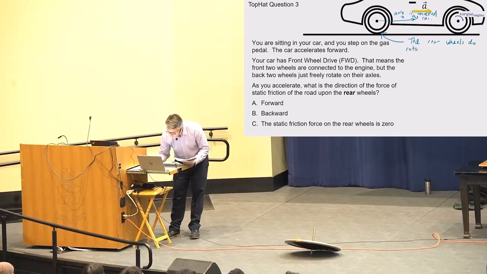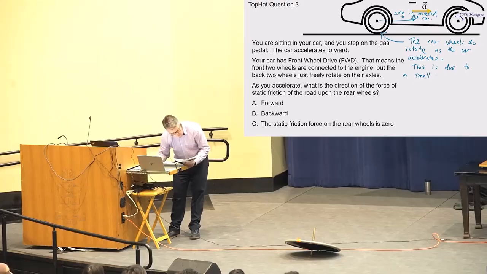So why do they rotate as the car accelerates? It's not the engine that's causing them to rotate, because the engine's not connected. So why? I think that this is due to a small backward static friction force. It can't be very large or else it would slow the car down too much. It's just enough to spin those back wheels. Backward static friction force from the road. Okay? It's just enough to spin the wheel, not enough to slow down the car.